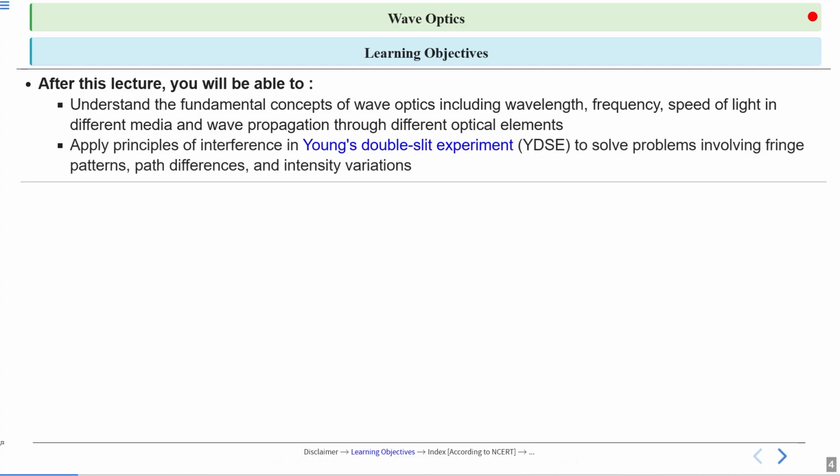After that, we will apply these principles to Young's double slit experiment, a classic demonstration of interference. This experiment helps us solve problems involving fringe patterns, path difference and intensity variations. So you will be able to apply these principles, understand the fundamental concepts, and also understand the applications of these concepts.